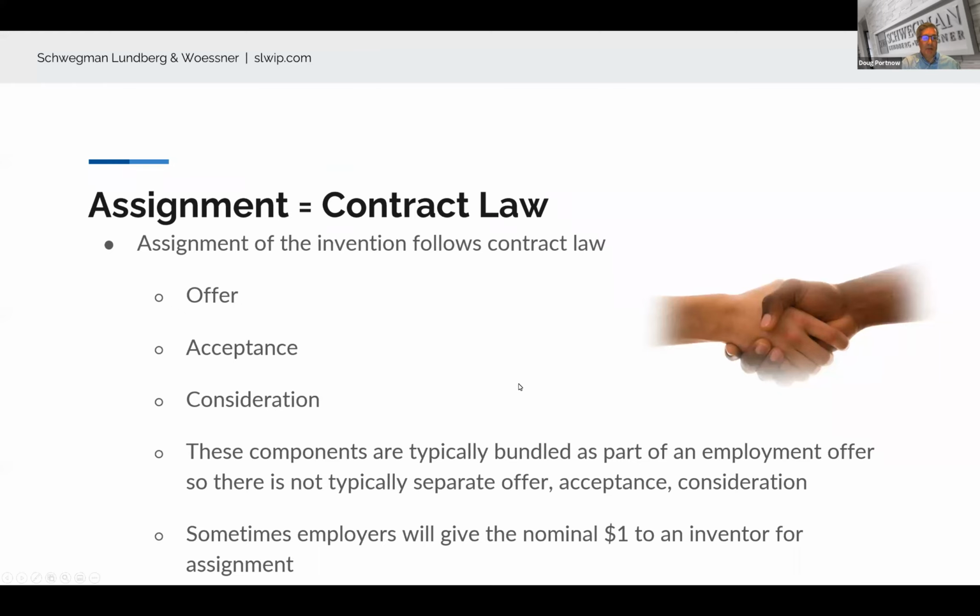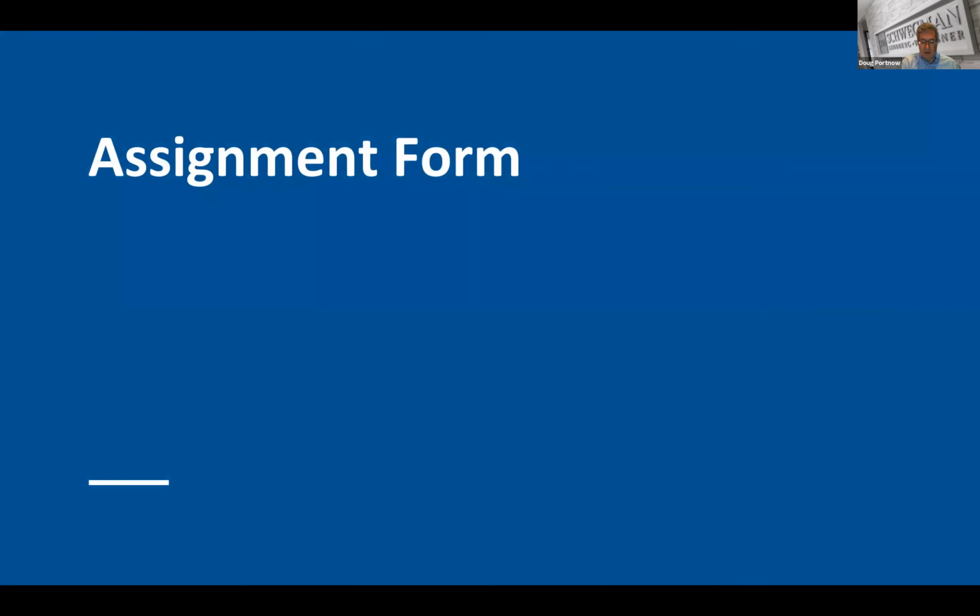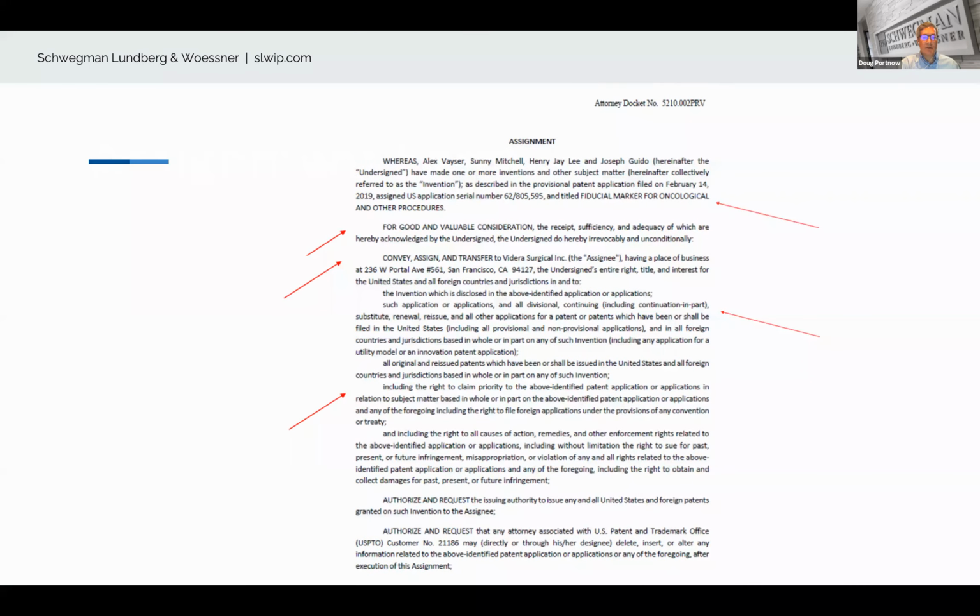But let's look at some of the mechanics of assignment. If we scroll over to the next slide, please. Thank you. This is a typical assignment form that a lot of law firms will use.